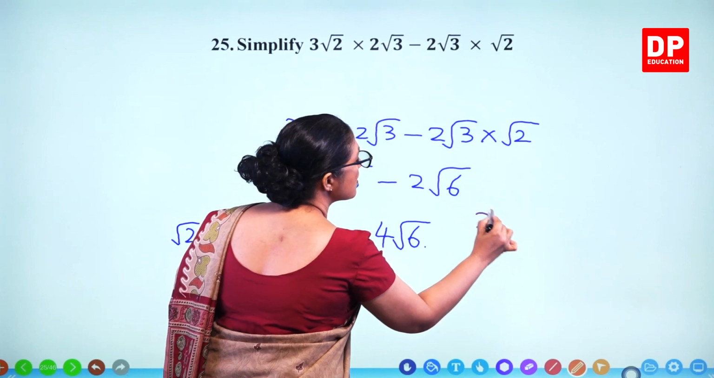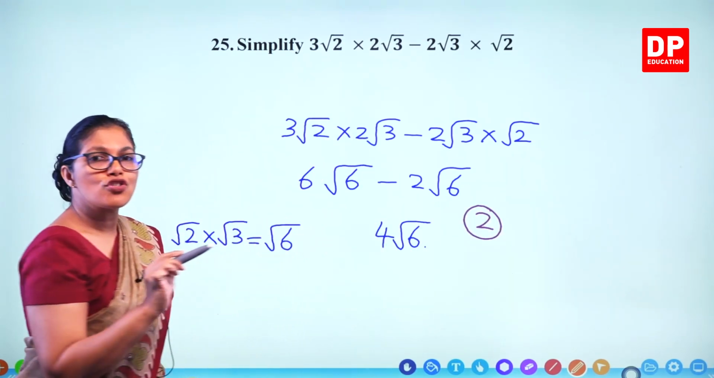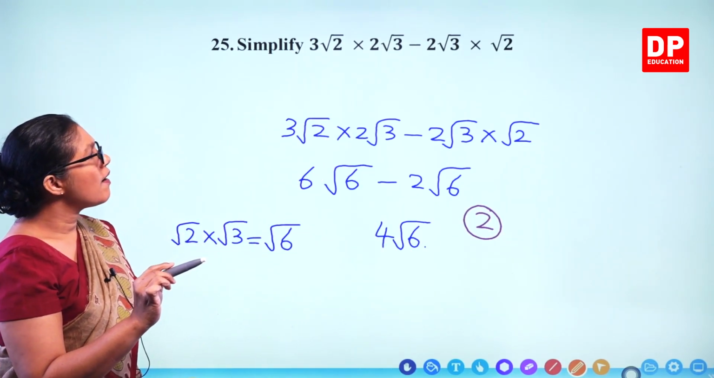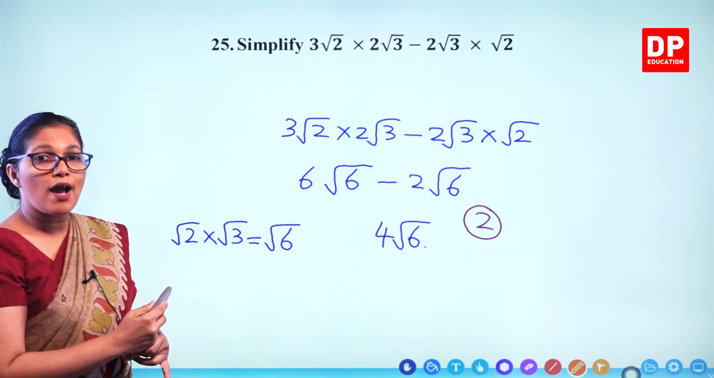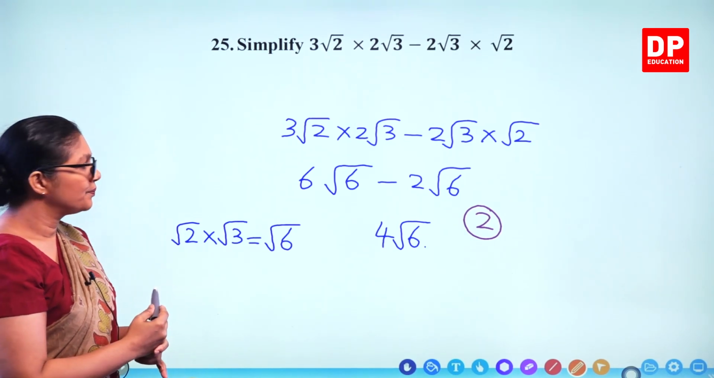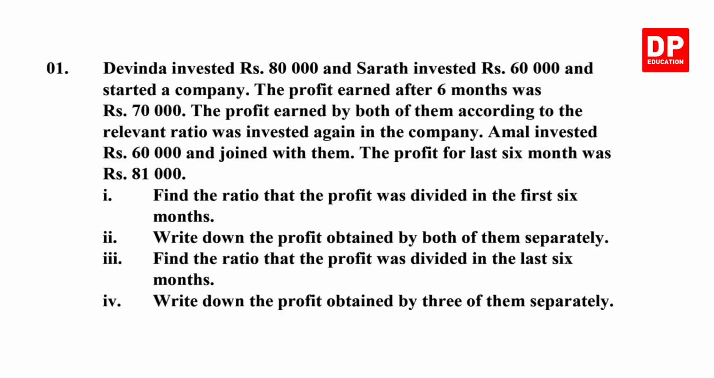That's 2 marks. So, this is the last question in part A. So, we covered all 25 short questions. So, let's try part B now. So, question number 1 in part B. So, this is about percentage question. So, 3 people invested in a company and sharing the profit. So, we'll do this question separately.